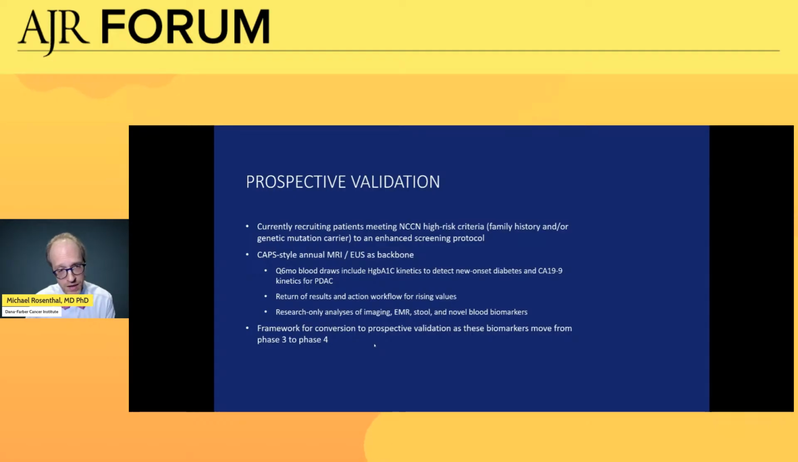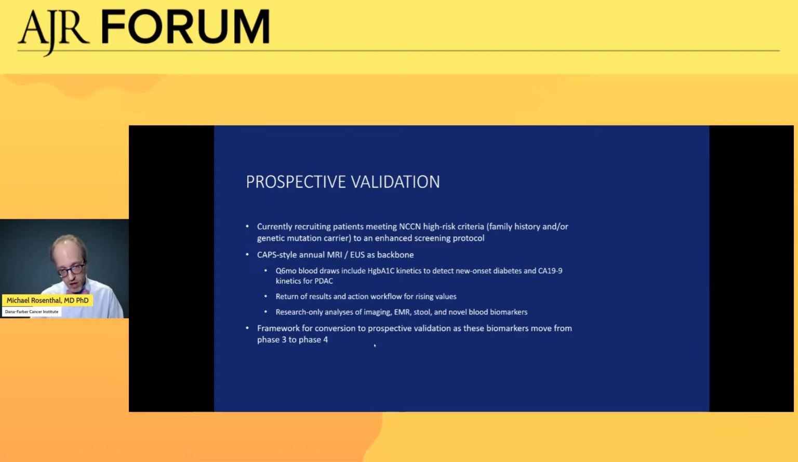which is a CAP-style annual MRI and endoscopic ultrasound as backbone. Then we add in Q6-month blood draws. We are returning results from hemoglobin A1C and CA19-9 kinetics to align with data on new onset diabetes and some of the indications that CA19-9 kinetics may be useful for early detection. We're also doing research-only analyses of imaging, including body composition, EMR, stool, and novel blood biomarkers.